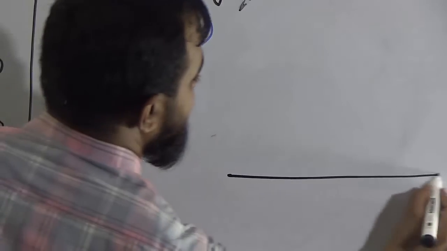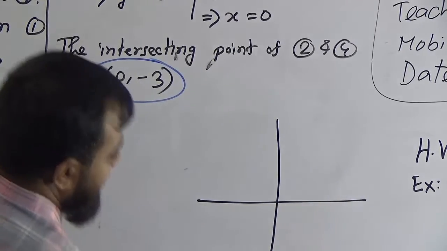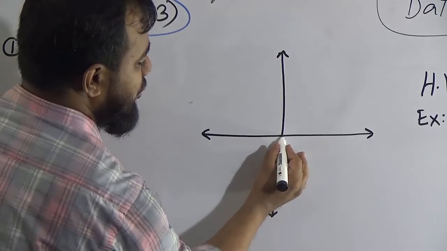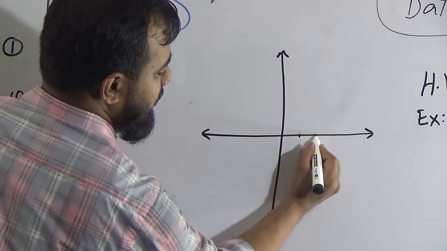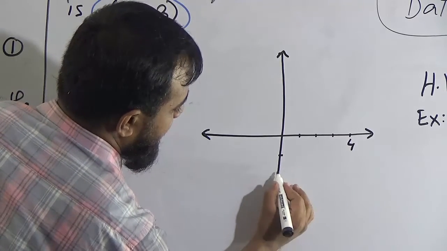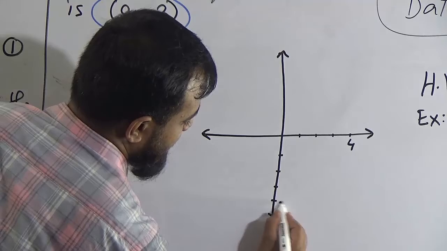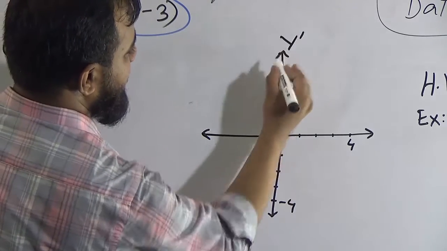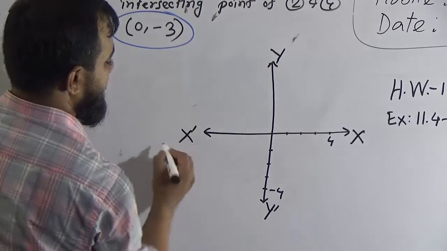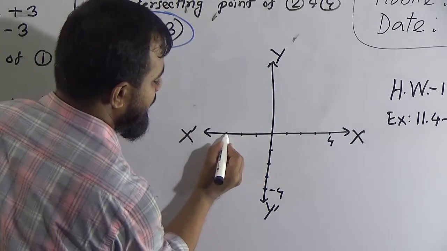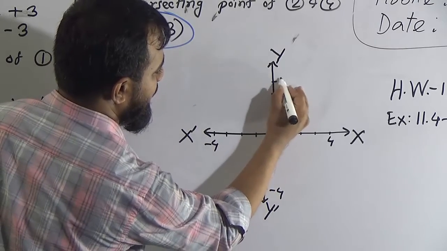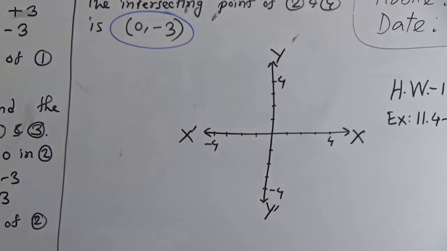So draw the x-axis and the y-axis in your copy or in your graph. It is the 0, 0 point. On the right side we have 1, 2, 3, 4. This is 4. Down is 1, 2, 3, 4. It's minus 4. Sorry, this is the y-axis, and this is the x-axis. On the left side we have 1, 2, 3, 4. It's minus 4. It's 1, 2, 3, 4. It's plus 4. Now my dear students, we need to find out all the points.